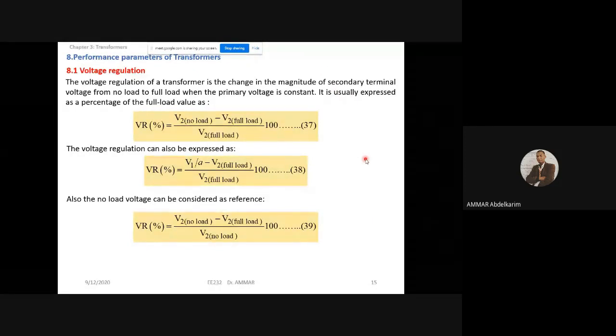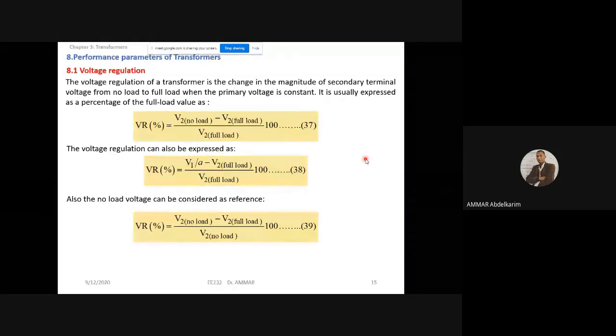The voltage regulation of a transformer is the change in the magnitude of the secondary terminal voltage from no load to full load when the primary voltage is constant. It is usually expressed as a percentage of the full load. So the voltage regulation is equal to the no load voltage minus the full load voltage over the no load voltage, of course of the secondary, multiplied by 100 to make it a percentage.